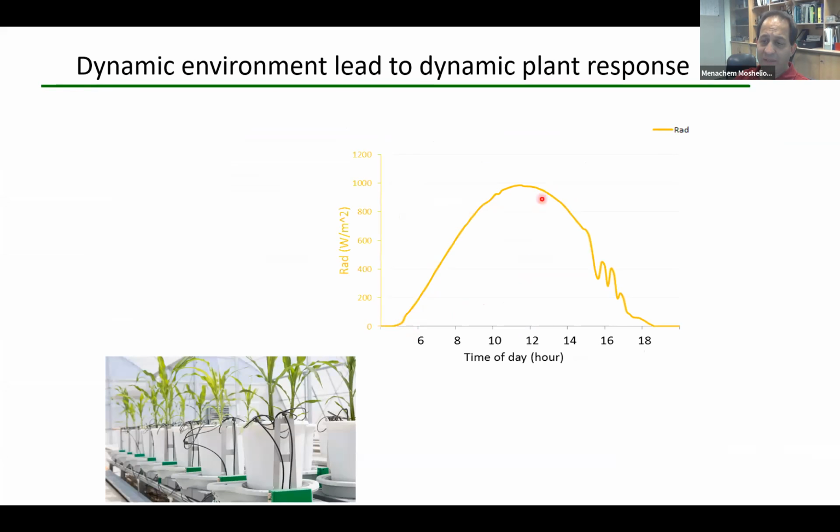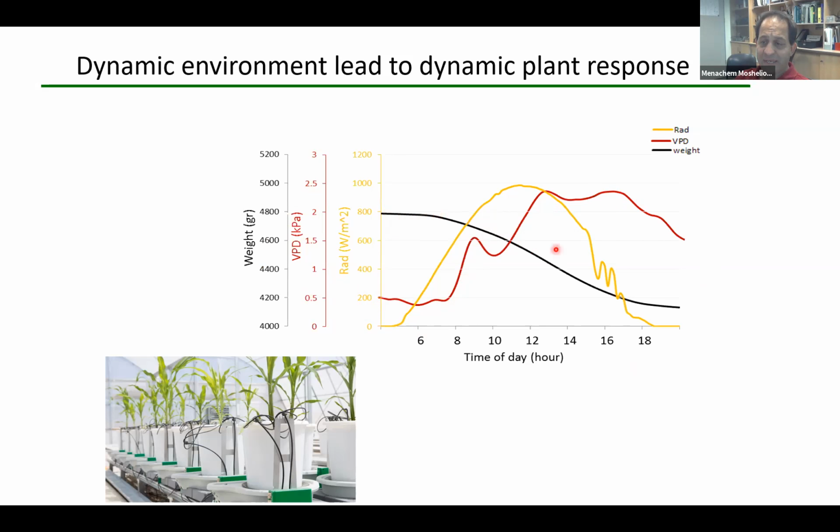So this is 1 day. This is the light regime in the greenhouse. This is the VPD, vapor pressure deficit, the red line. This is the atmospheric condition the plant sees. This is the lysimeter weight. So you can see this is one plant per 1 day.